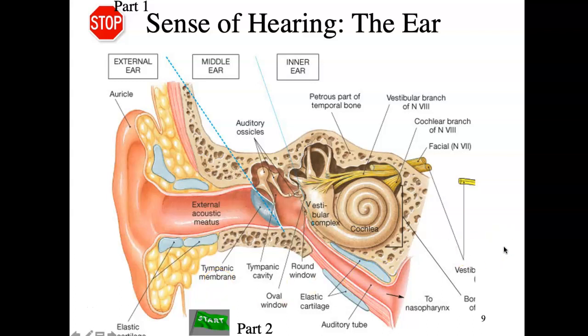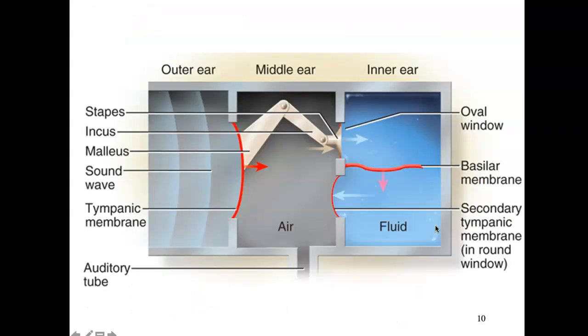And we were on the ear. We started out saying that this is the external ear, we have middle ear where these bones are, and then inner ear where the neurons actually are. So let's move on here.